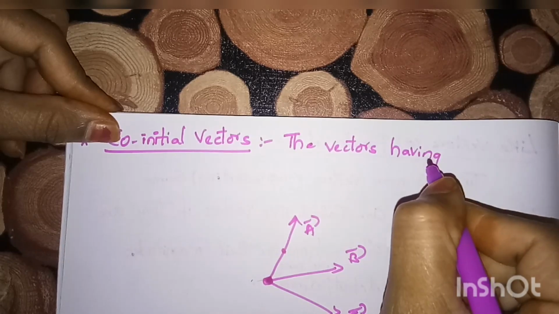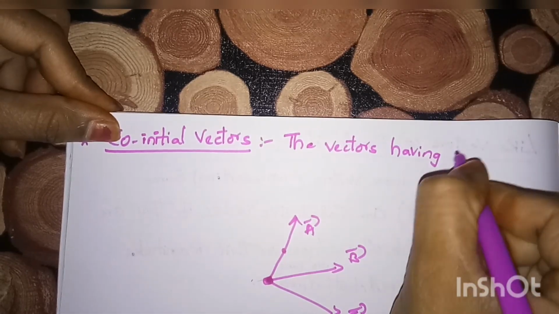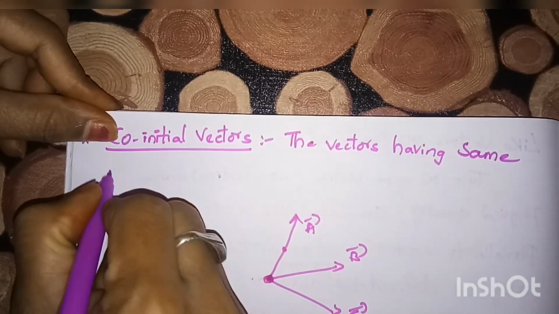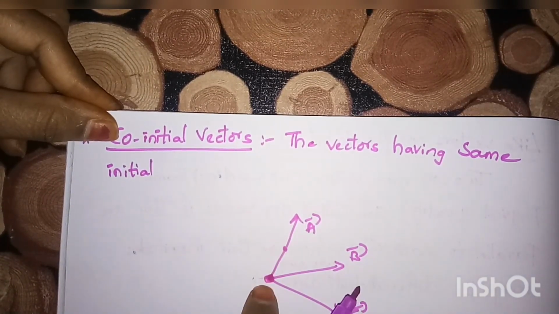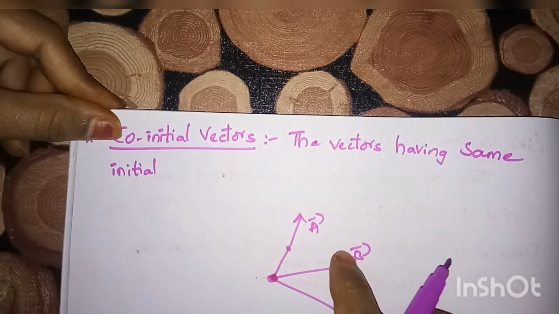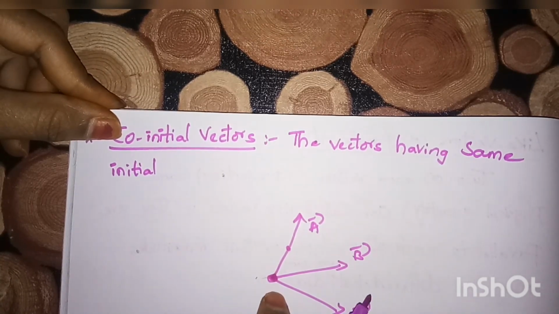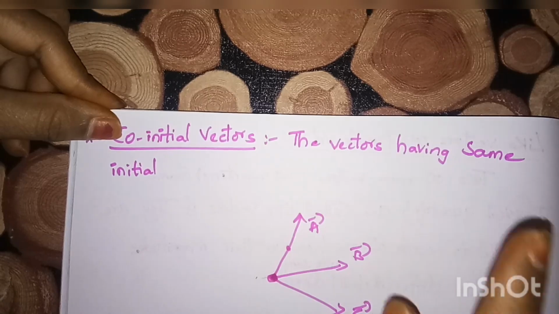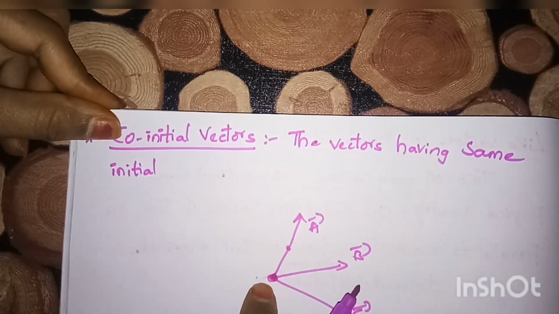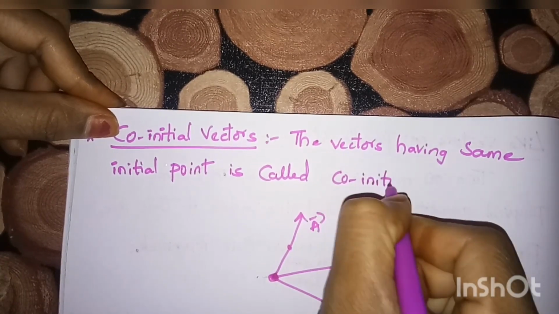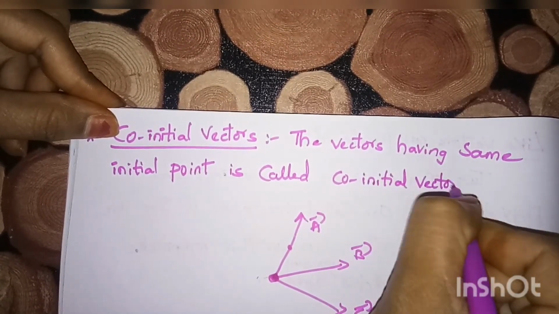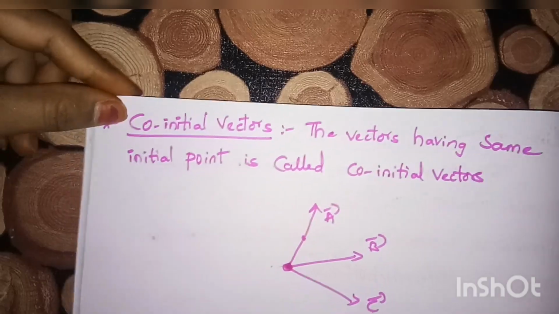So the vectors having the same initial point. Initial point means starting point. The starting point should be the same. They can move in different directions, but the starting point of these vectors should be the same. That we call co-initial vectors.